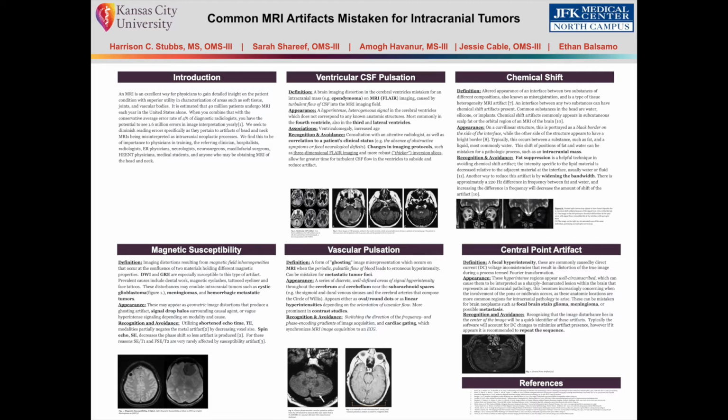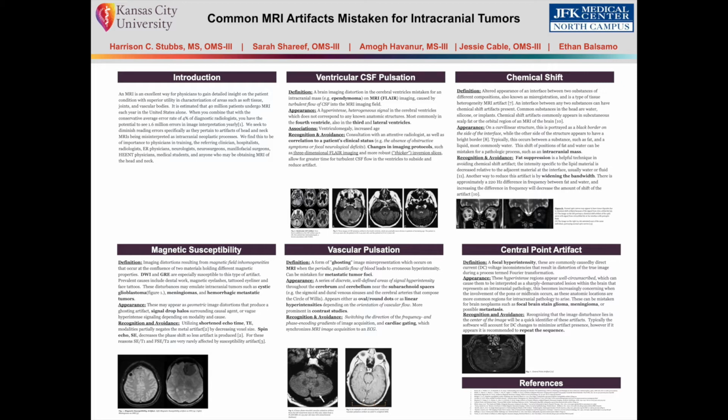Today we will be presenting common MRI artifacts mistaken for intracranial tumors. MRI is a crucial imaging technique used across most medical fields. With approximately 1.6 million errors made in imaging interpretation annually, we seek to diminish confusion created by artifacts, specifically as they pertain to the misinterpretation of intracranial tumors.